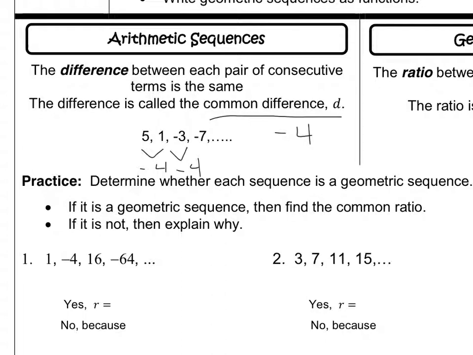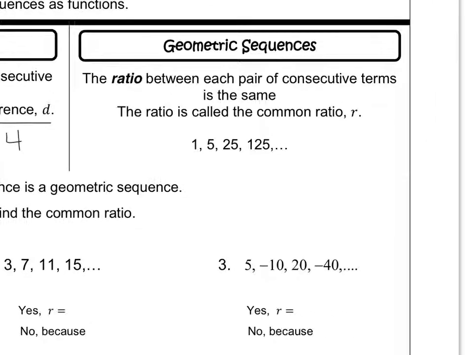Now, geometric sequence is going to be a ratio. So instead of adding or subtracting, we're going to be multiplying. So in this one, our ratio is what do we multiply to get from 1 to 5? We multiply times 5. And from 5 to 25 times 5. So our common ratio, what we're multiplying by, is 5.